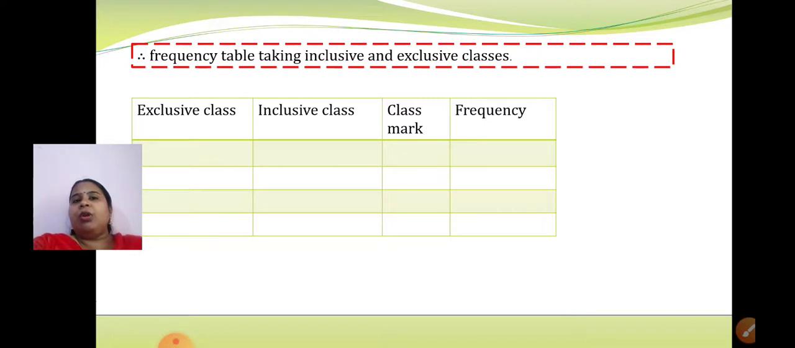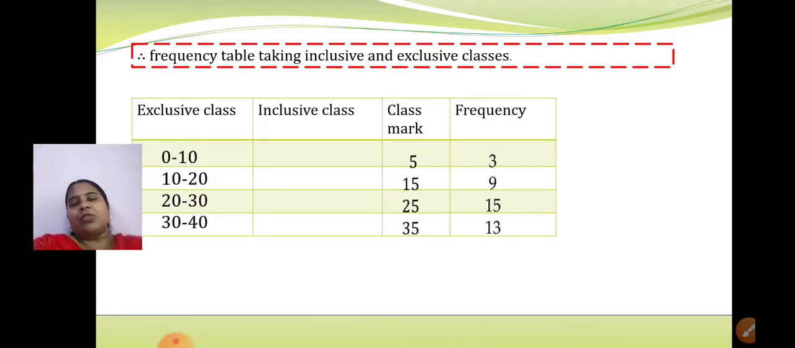In this tabular column, what do we know? We know the class marks because it was given in the question. Write that. We know the frequencies, that also we will write. We have just now found out those continuous classes, that is exclusive classes. Okay, so 0 to 10, 10 to 20, 20 to 30 and 30 to 40.